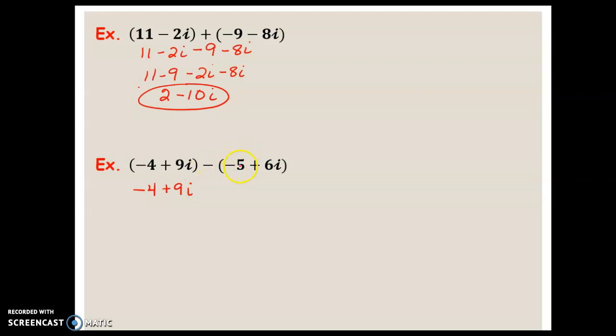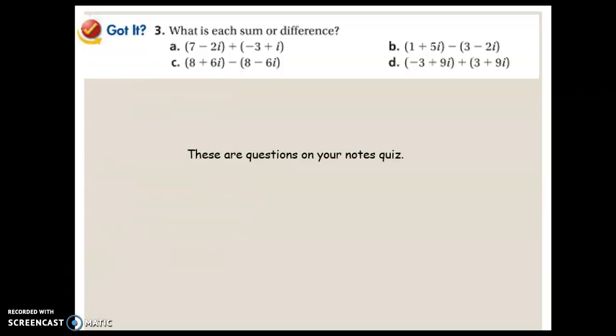For this one, it comes out as negative 4 plus 9i. A negative with a negative would change that to a positive 5, and a negative with that positive would change that to a negative 6. So negative 4 plus 5, and then plus 9i minus 6i, gives you 1 plus 3i. So not too bad. These are the 4 that you're going to be turning in to me.